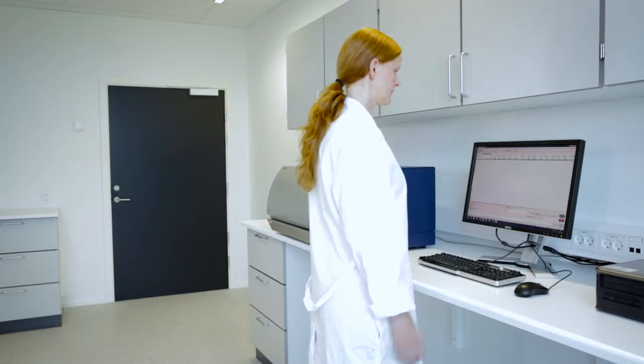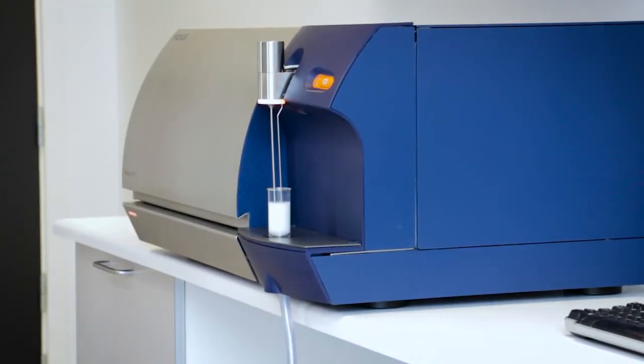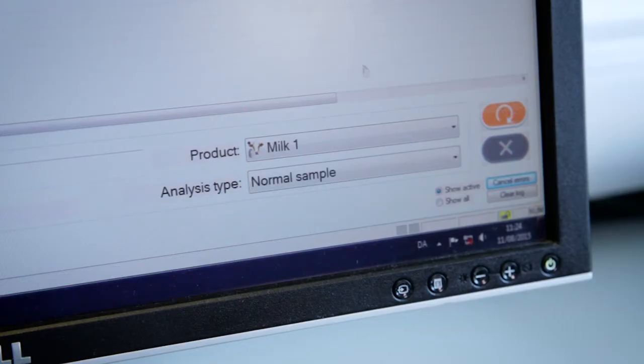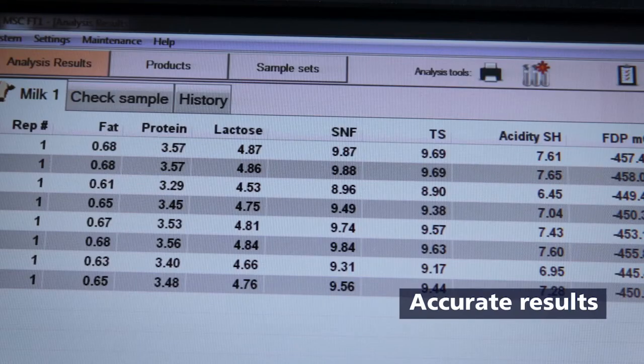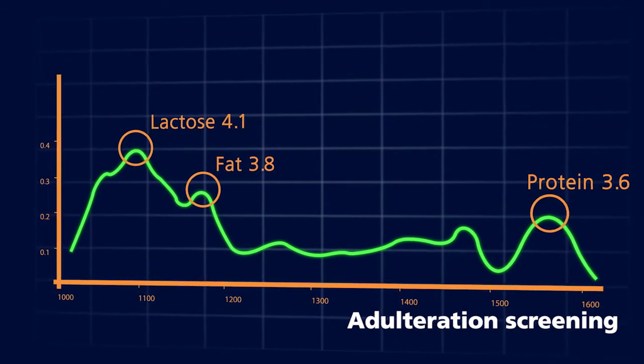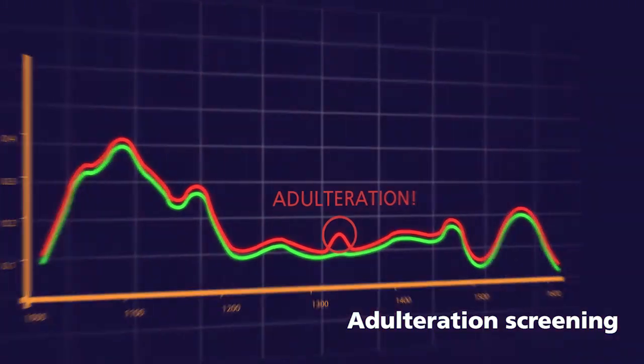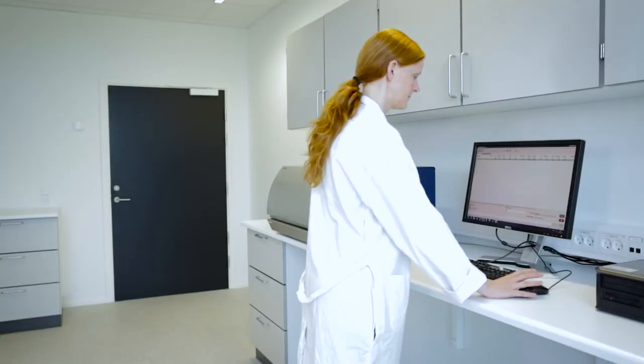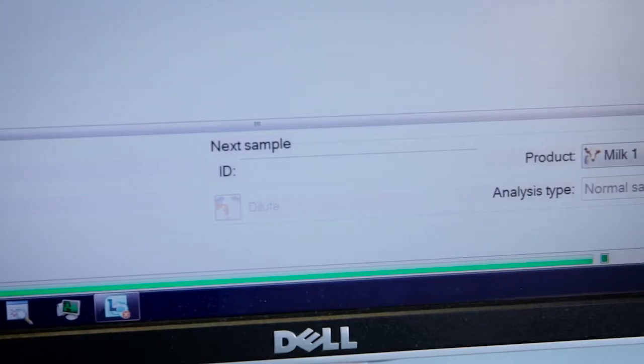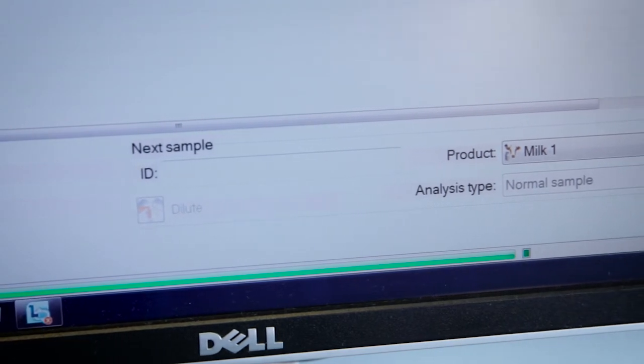FOSS patented standardization liquid eliminates time-consuming and costly slope and intercept adjustments and always ensures accurate results. A milk sample is tested against a profile for normal milk. A warning is given if there is a mismatch. Adulteration screening options allow you to check milk for abnormalities, such as known or unknown adulterants and added water.